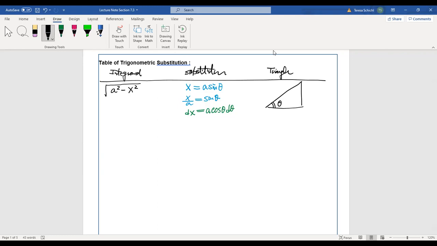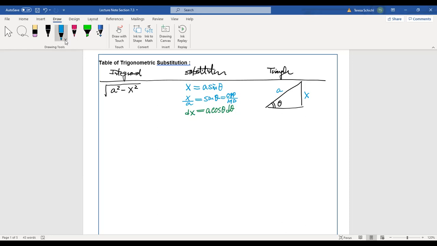This is my theta, right? So the sine theta here is x over a, right? So the sine we know is opposite over hypotenuse, right? So it's x over a. So this is the x and this is the a. Am I right? All right.